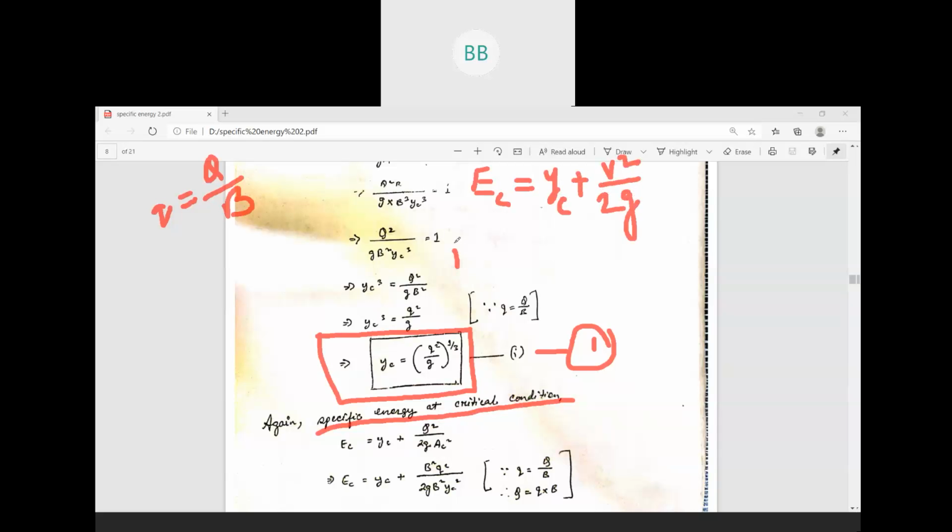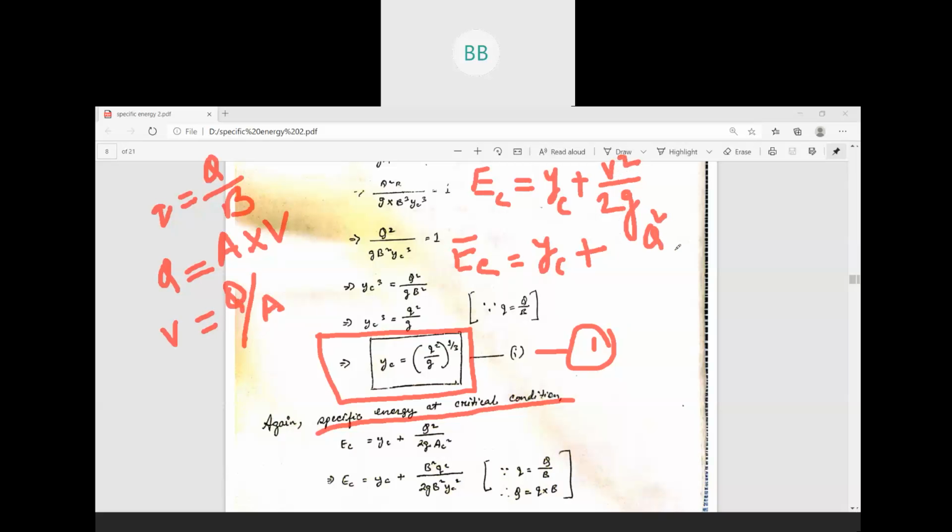Then EC will be YC plus, in place of V, we can write: discharge equal to area multiplied by velocity, so in place of velocity we can write Q by A. You substitute in place of V. So V square will be Q square divided by twice g A square.